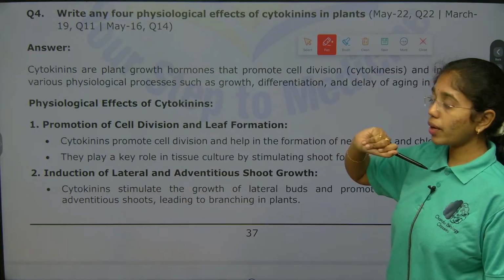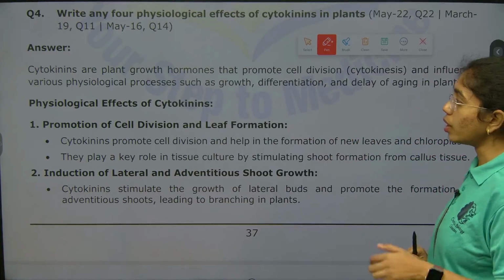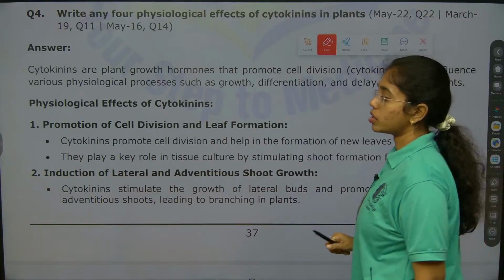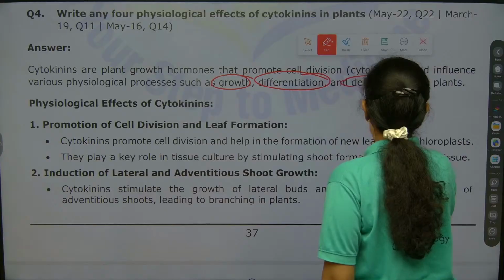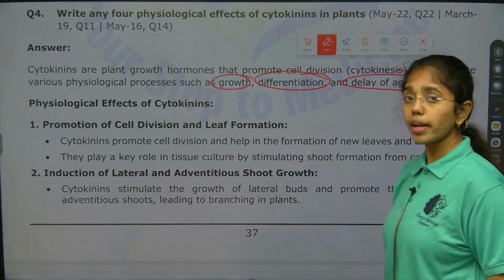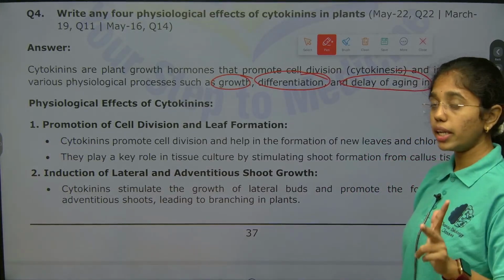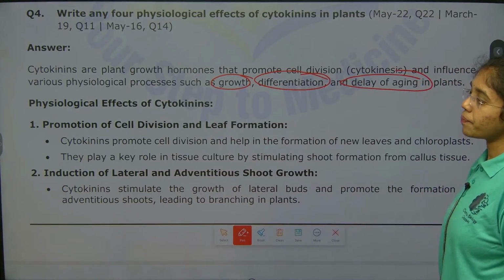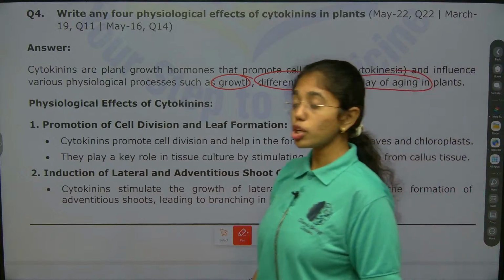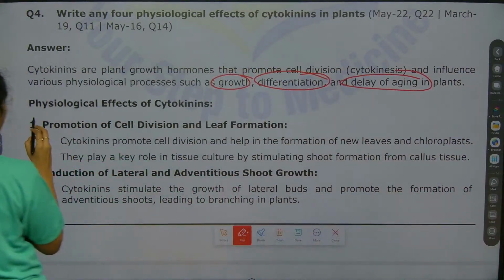If you see cytokinin, that is of course a plant growth promoter. What are its physiological processes? It can be growth, differentiation, delay of aging. Fine, right? Growth, differentiation and delay of aging in the plants. Here we go with the physiological effects. First is promotion of cell division and leaf formation.